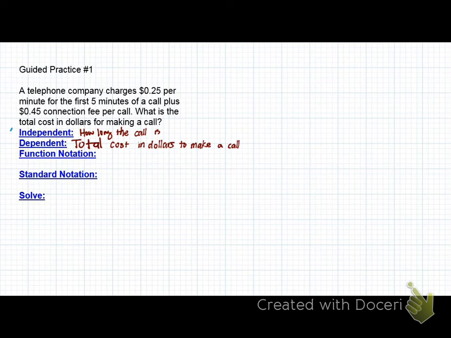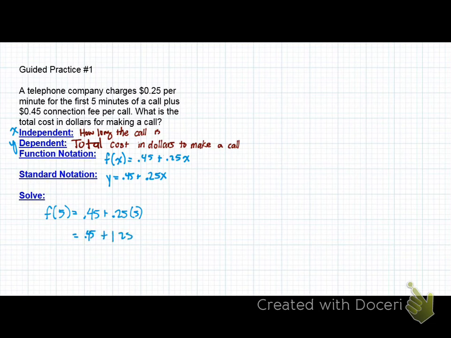I'm sorry, I wrote these backwards. This is our x and this is our y. Now we're going to write function notation. We know that the total money making a call would be the initial cost, the connection fee of 45 cents, plus the 25 cents per minute, which is x. X would represent the minutes. Then in standard notation, y is equal to 45 plus 250x. So we're going to solve now for f of 5. f of 5 means how much would it cost for 5 minutes? So I'm working this problem out. 45 cents plus $1.25, and then we get f of 5 is equal to $1.70.